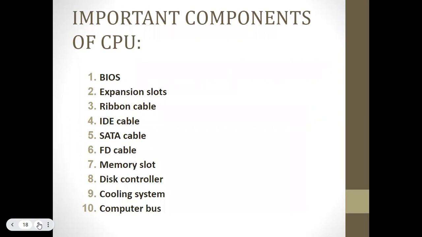How many components are there in our text for a motherboard? Our book lists these components, 10 in number. These are BIOS, expansion slots, ribbon cable, IDE cable, SATA, FDD, memory slots, disk controllers, cooling system, and computer bus. In today's class, we will cover the first three.